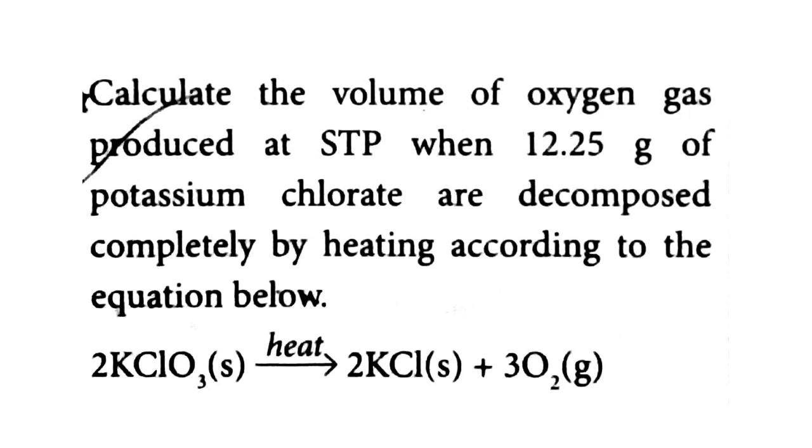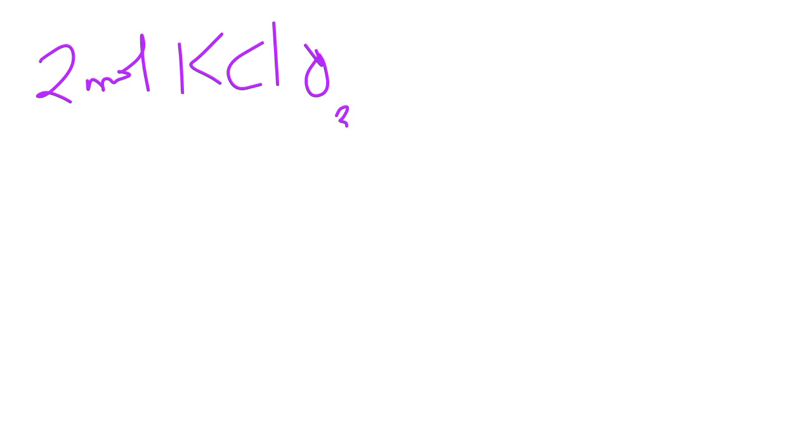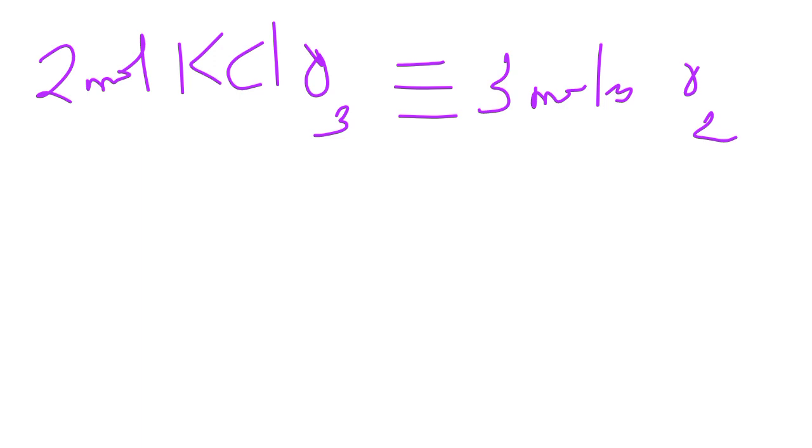Now that we have obtained this, we go to the stoichiometric coefficients from the balanced chemical equation, where we have 2 moles of potassium chlorate and 3 moles of oxygen gas. Since we're going to find the volume of oxygen gas, 2 moles of potassium chlorate is equivalent to 3 moles of oxygen gas in the balanced chemical equation. Therefore, the 0.1 moles of potassium chlorate obtained from the given mass will be equivalent to how many moles of oxygen gas?